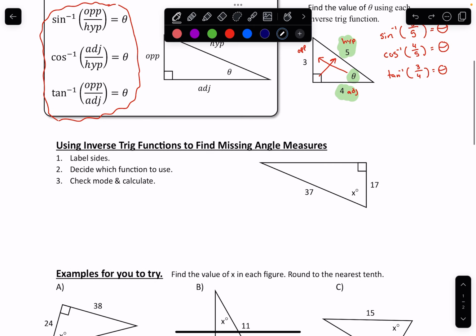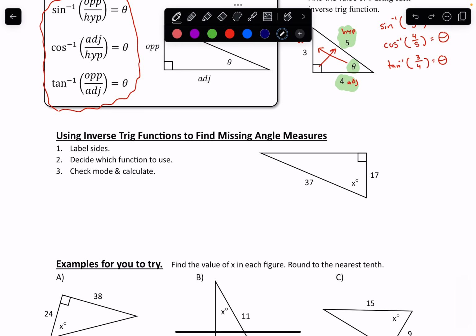So, examples. This says, using inverse trig functions to find a missing angle, label the sides, decide which function to use, check mode, and calculate. So, we'll go through those one at a time. First of all, label. So, here's my 90. Across from my 90 is the hypotenuse. Here's my angle. Across from my angle is the opposite side. And this 17 that's left is the adjacent.